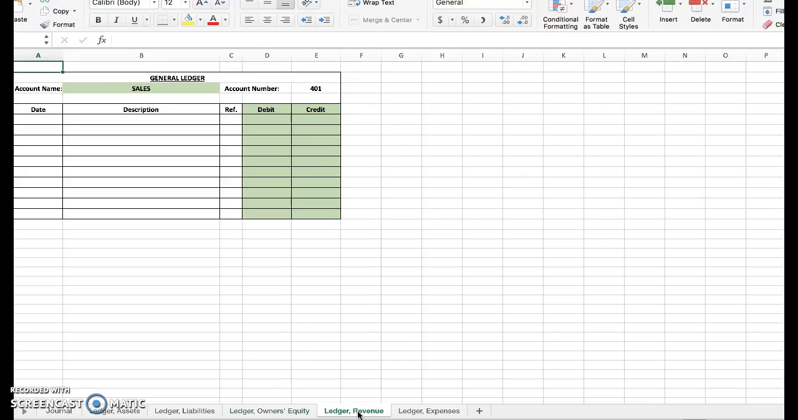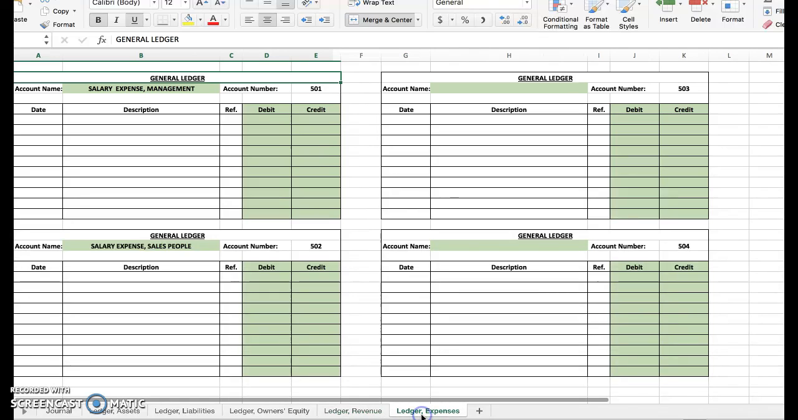Revenue, same way. There should be a lot of revenue for the months of January, February, and March. We're not showing it because that's not relevant for us. Expenses, the important thing here in expenses is the fact that we have two kinds of salary expenses. We have salary expense for management. We have salary expense for salespeople. And that is common in a number of businesses because they just simply want to keep track of how much money the salespeople make, how much money the management make.